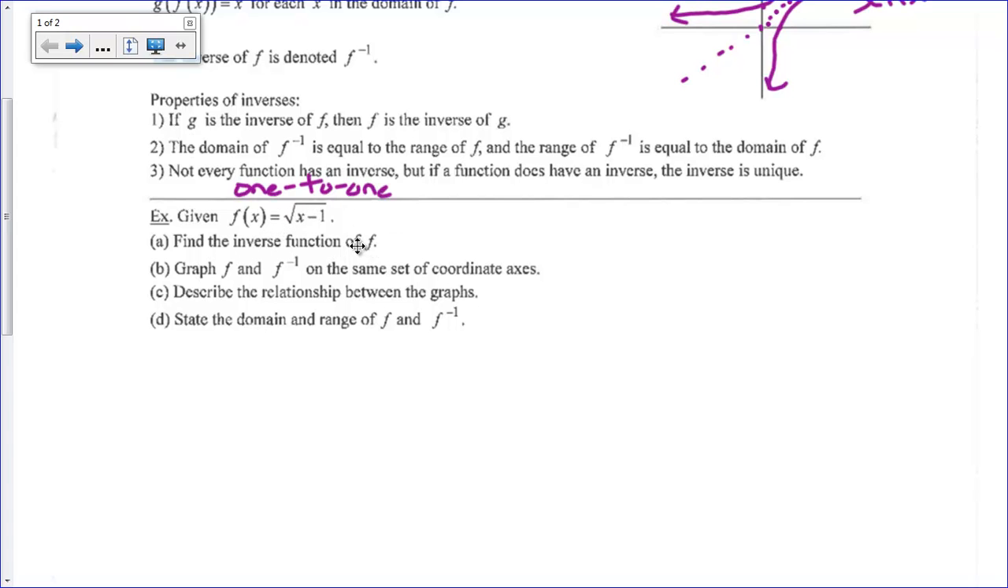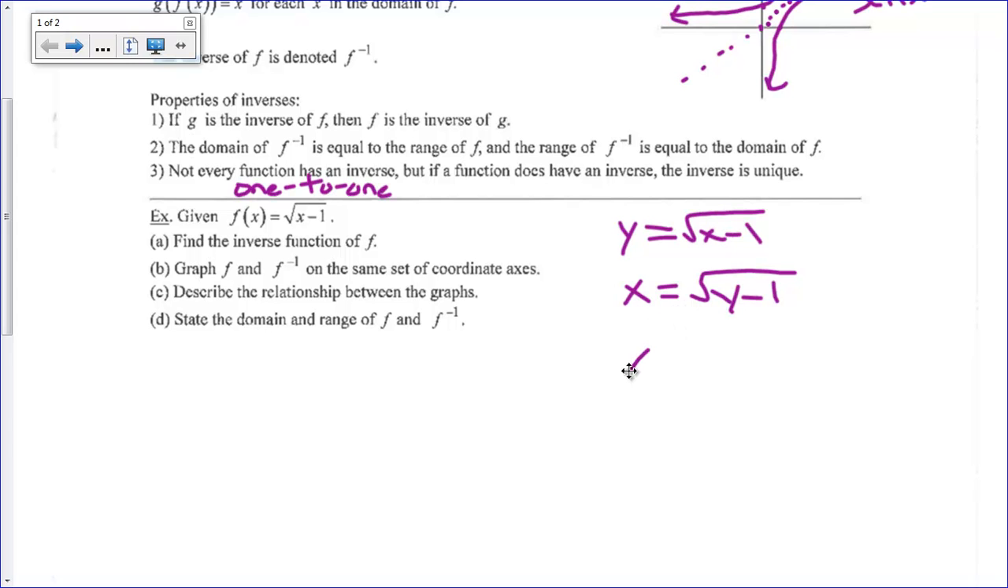Let's go through some pre-cal stuff. Finding the inverse function of f. First thing you want to do is rewrite it as y equals the square root of x minus 1. If it's in function notation, go ahead and replace f of x with y. Step 1, switch x and y. So we'll write this as x equals square root of y minus 1.